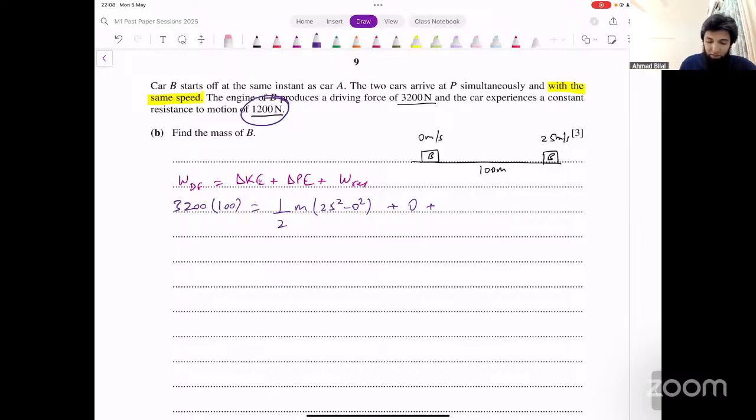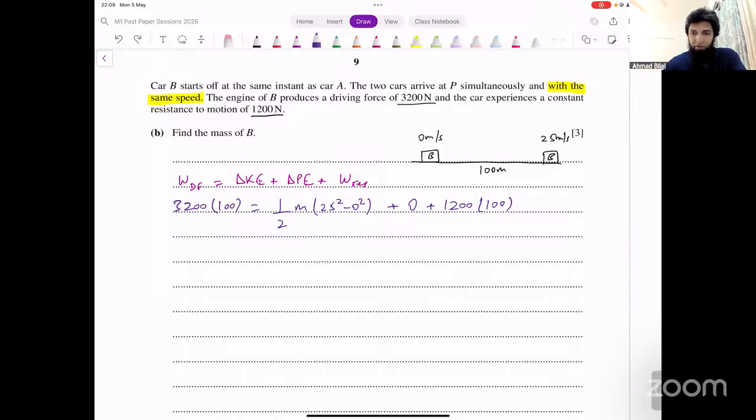Work done against resistance. This is not work done. This is just the force. So you have to be careful about that. This is 1,200 Newton. That's the resistive force. What's the work done against resistance? 1,200 times 100. And that's going to give us the value for m. You can see what that turns out to be. In this case, it's okay to write down the value of m directly because it's not a show that question. You just have to find the value for m and you can do that here.